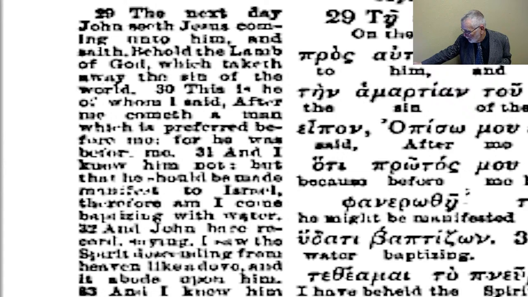Phanerothe. Phanerothe. I think that's it. Can't quite make it out, but it means he might be manifested. And then here's baptizon, again, baptizing. Hudati, water, baptizing. U-A-T-E. I tell you, the English was as hard to read there as the Greek.